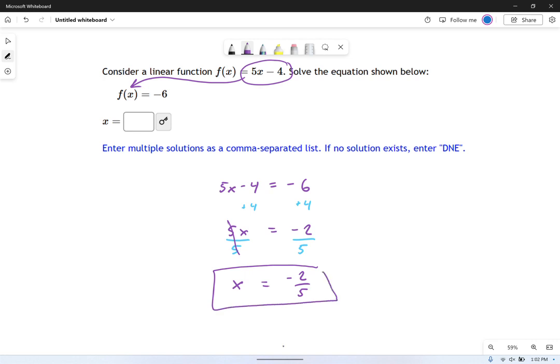Sometimes fractions will happen. That doesn't mean you're wrong. Okay, I would put this in my answer box like this. Sometimes you'll get integers, like whole numbers, and that's fine too. Sometimes you'll get something that doesn't exist, usually in more complicated equations. If you are sure that there is no solution, you can try entering DNE. There will be equations like that where there's just no answer. But for the most part, you should get integers or fractions.